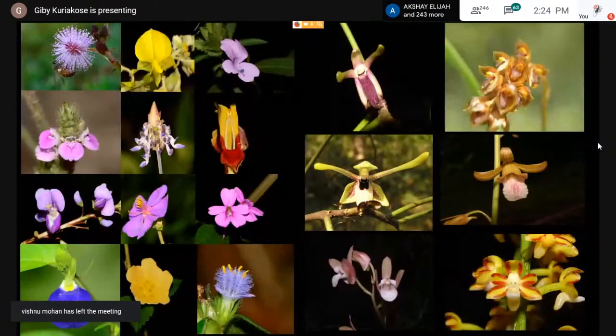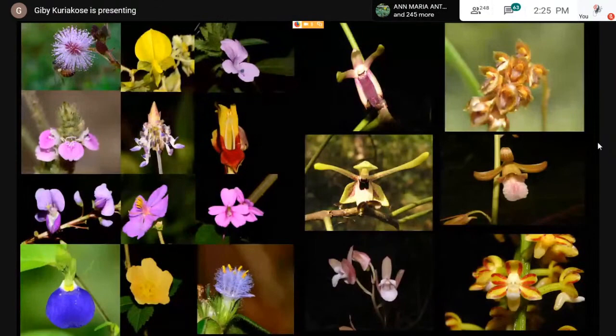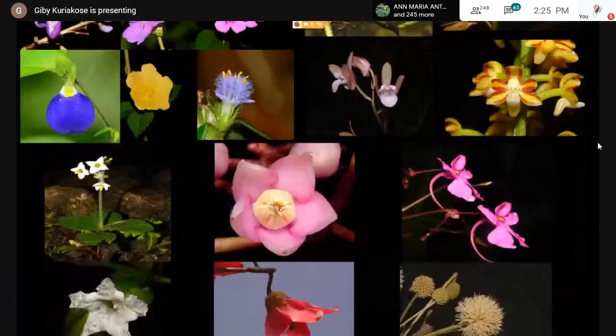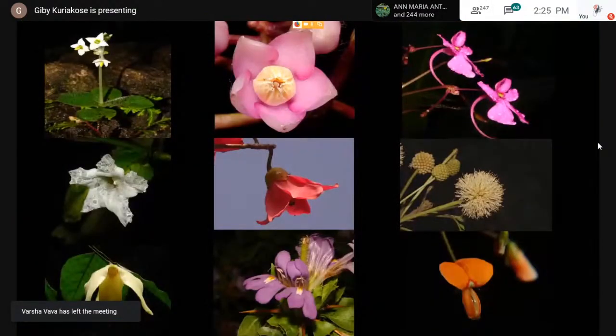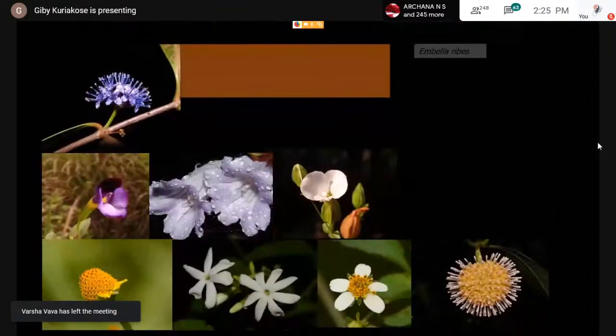Okay, like this, many of us may not have seen these plants, and at least some of them are very rare. Some of them might be available online, but several of them are available in the natural habitat. So there are so many plants, so many flowers, so many beauties available around you.